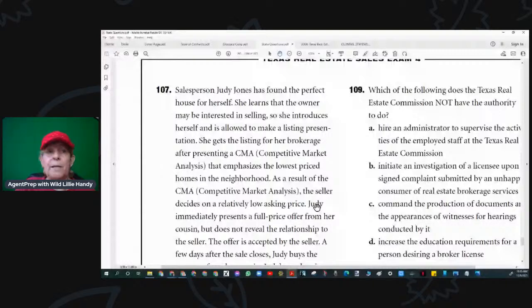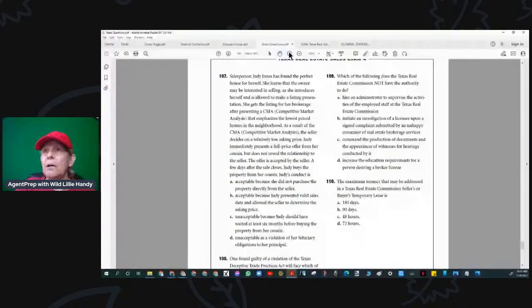I have to make it smaller to see all of it. Okay, number 107. We'll go all the way to 110 to complete this exam. Long one. These long questions on the test, sometimes I skip them and come back to them and do the shorter ones really quick.